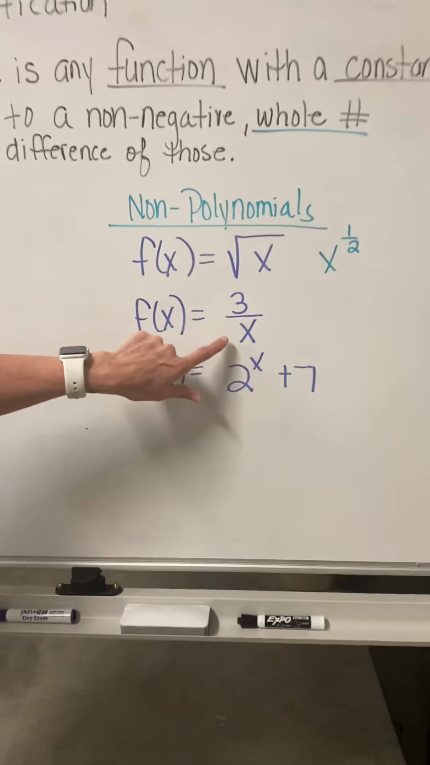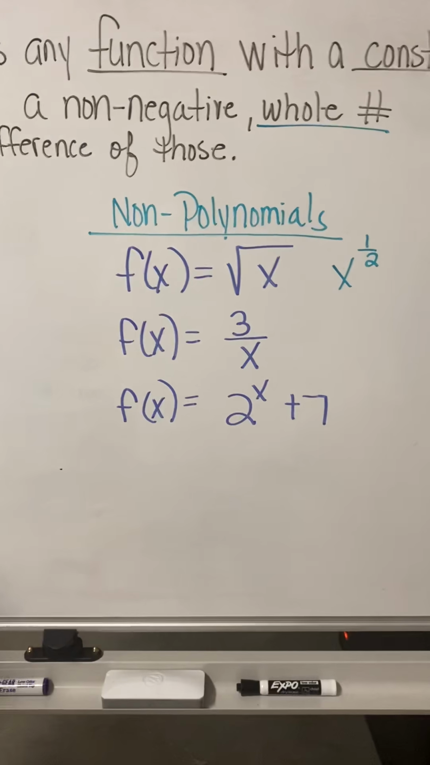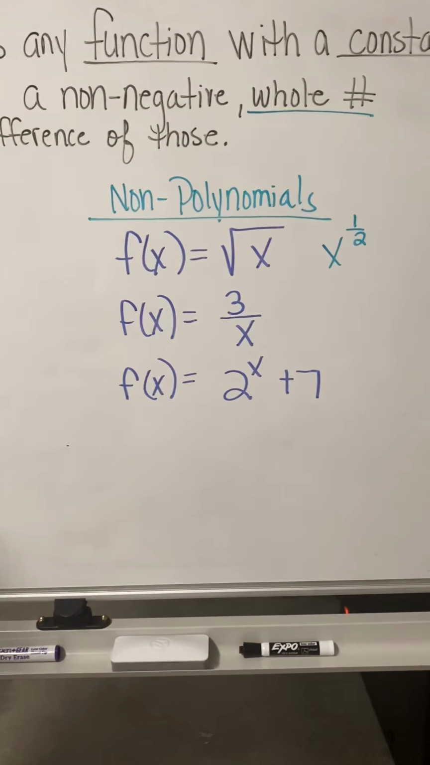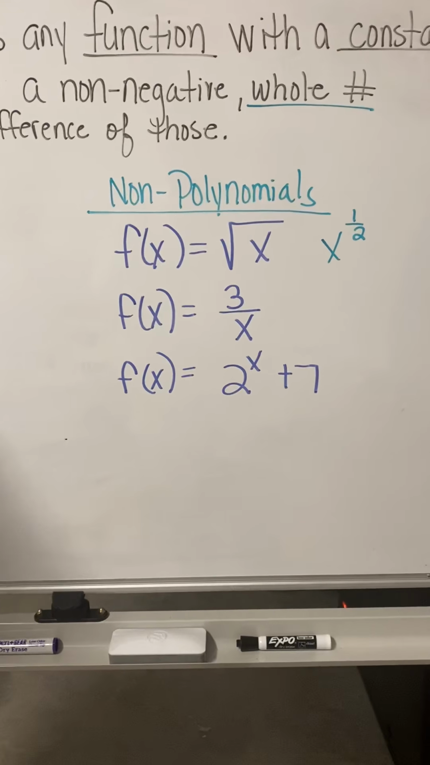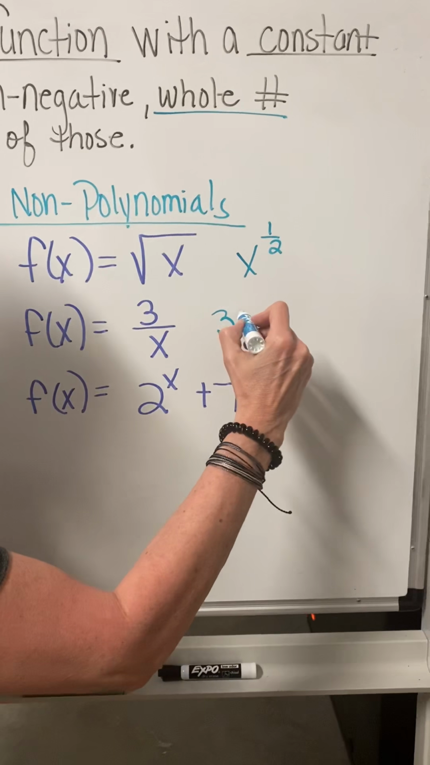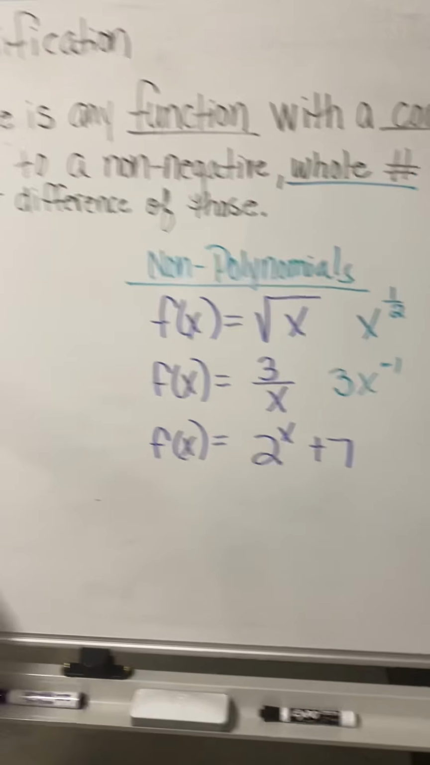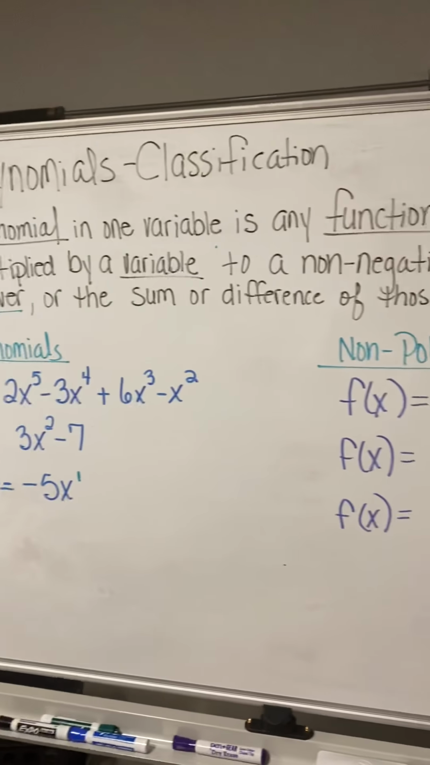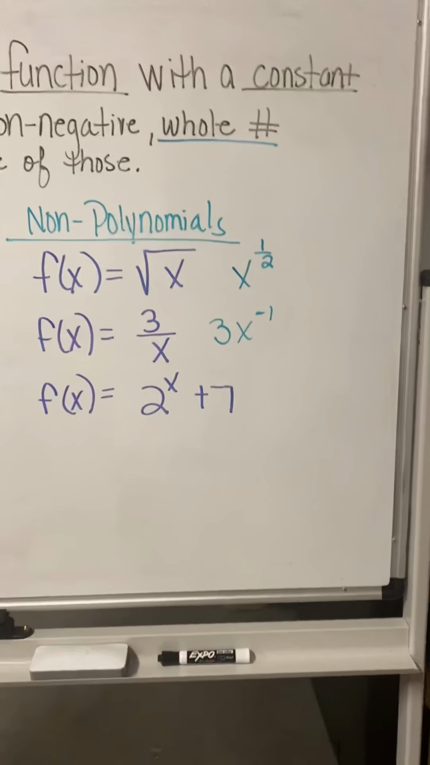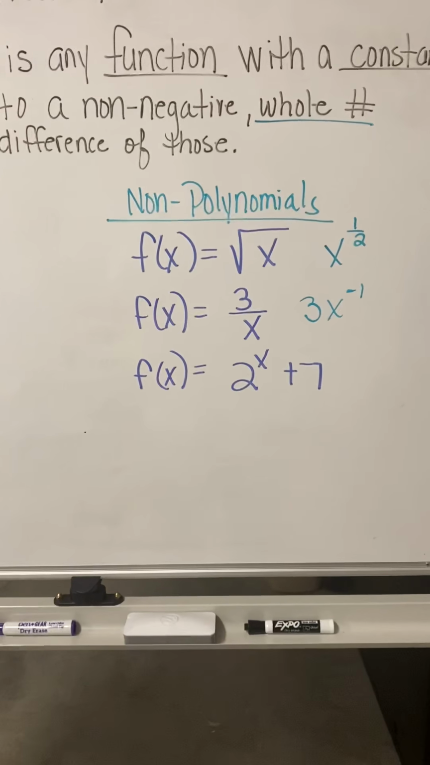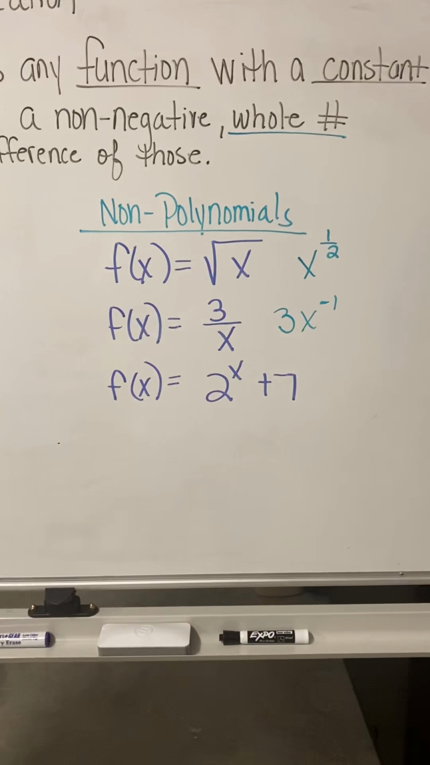Second thing is the x can't be in the denominator, because that would mean the exponent of that is negative 1. You could also write that as 3x to the negative 1. And that does not fall into the whole number power category, so that's what makes that not a polynomial. Easy way to think about that: the x can't be in the denominator.